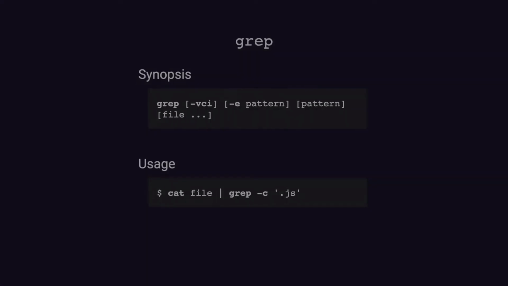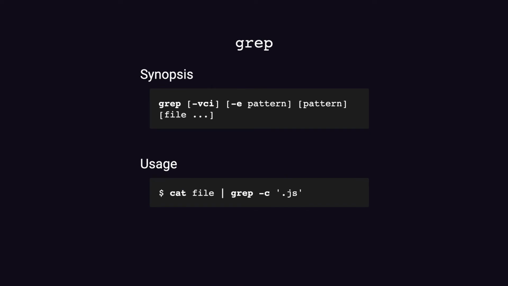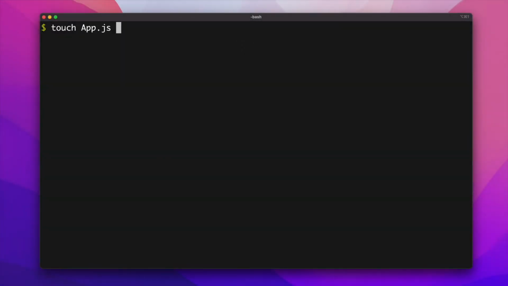Finally, the grep utility, which is I think one of the most complete commands, examines each line of data it receives and filters them based on a specified pattern of characters. To demonstrate how it works, let's first create a few blank files with different extensions that are quite typical of a Node.js project. Now that we have these files, let's go over a few examples using grep.